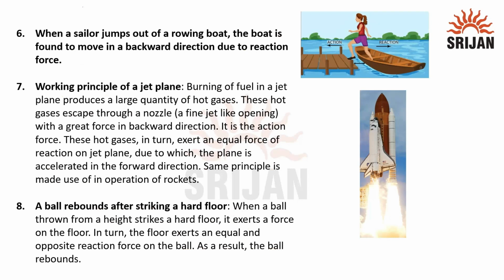Now moving on to the next example. When a sailor jumps out of a rowing boat, the boat is found to move in a backward direction due to reaction force. So you can observe in this picture, a sailor is jumping out of the boat, so the force on the sailor is in this direction, and due to the reaction force, the force on the boat is in this direction, and this is why the boat is found to move in backward direction.